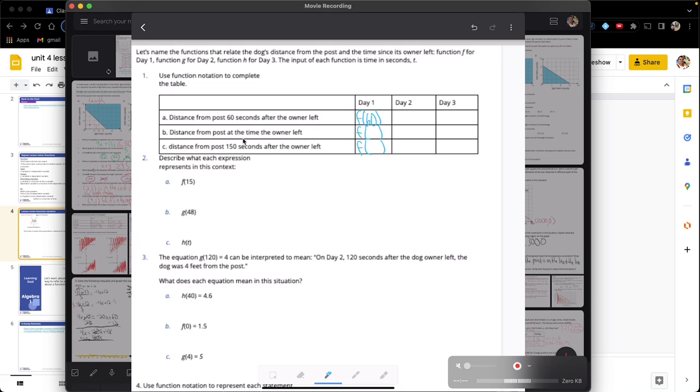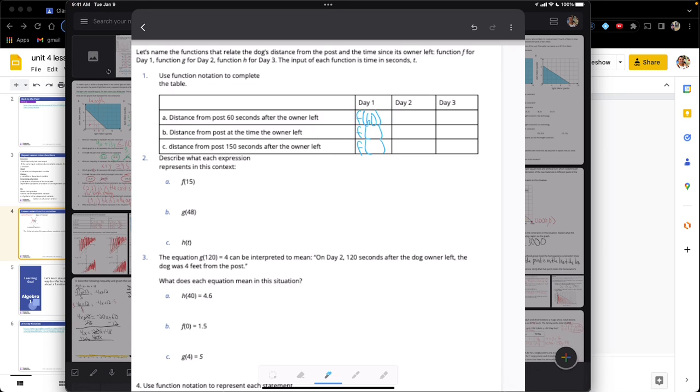The distance from the post at the time the owner left, that's at the moment he left, is time 0, so that would be f of 0. And the distance from the post 150 seconds after the owner left would be f of 150. So the number that goes in the parentheses is the input or the x variable, which remember in this case is time.